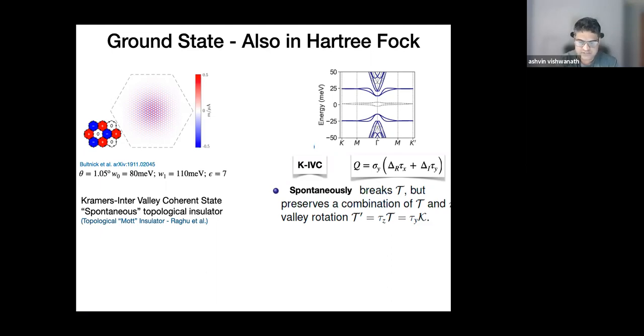The interesting thing is that the order parameter is actually in the form of a current. It's really the current loops that vary at the carbon lattice scale, and that variation is captured by this order parameter sigma y. This is off diagonal in the sublattice, which tells you that these are currents that are flowing, and the tau x and tau y tell you this is a combination of the opposite valleys. So it's intervalley coherent, and we call it Kramers because of the way it transforms under time reversal.